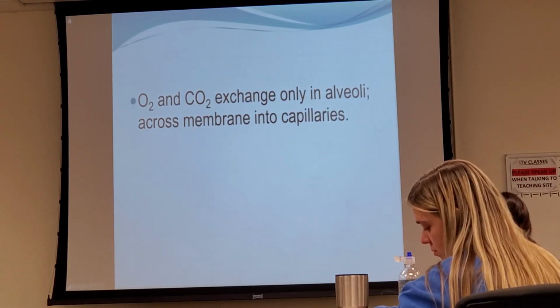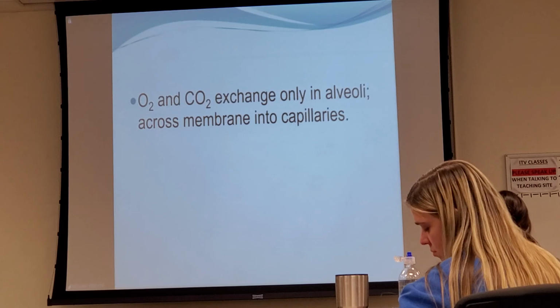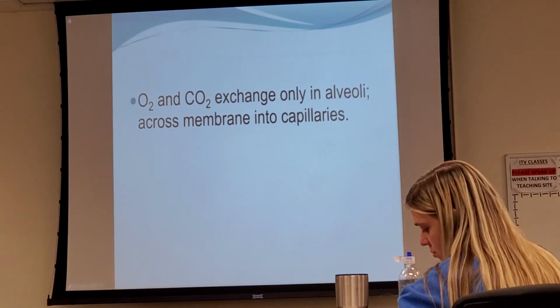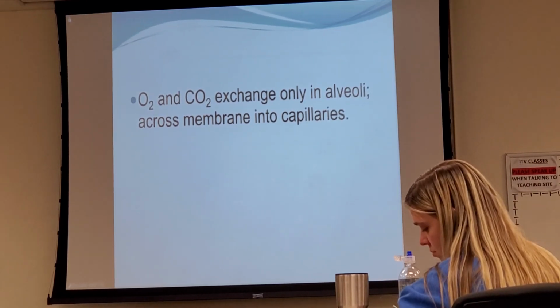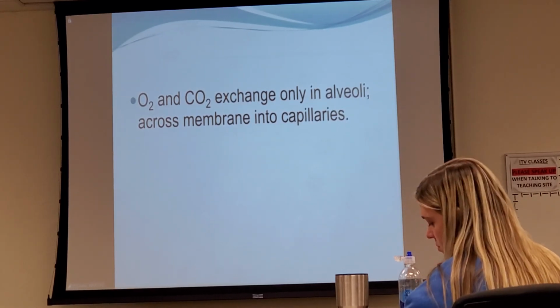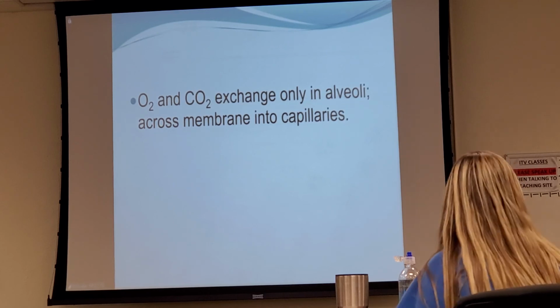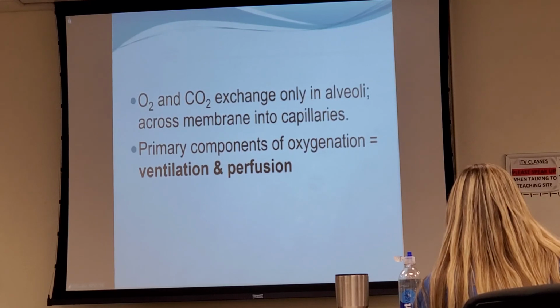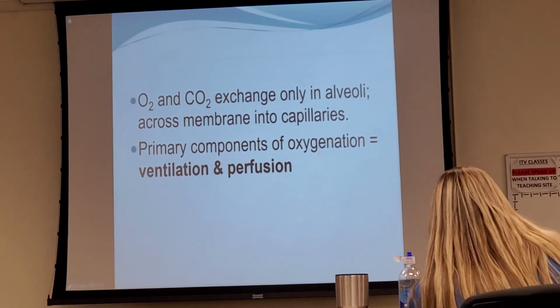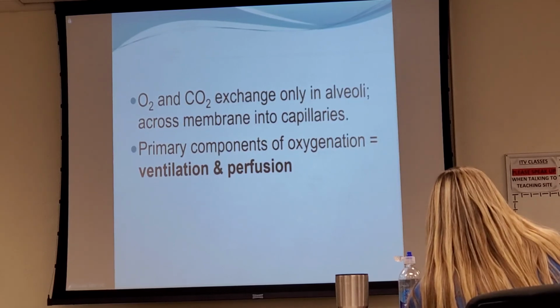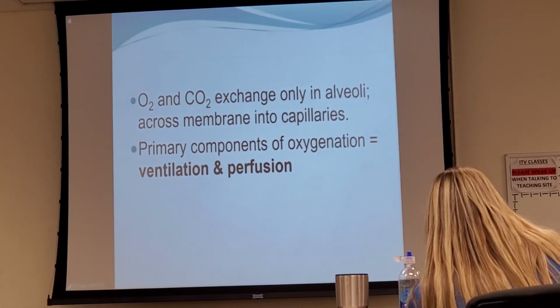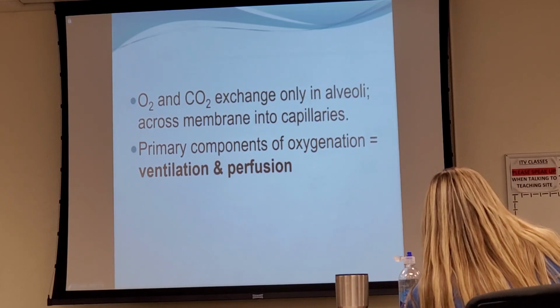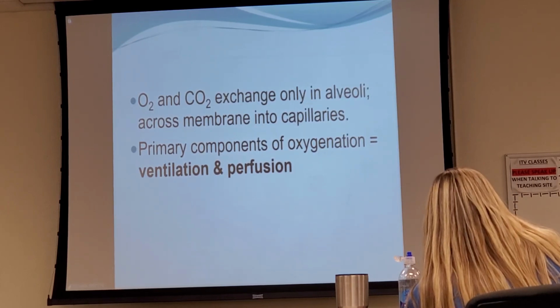Oxygen and carbon dioxide make their switch in only one part of the respiratory system, and that is in the alveoli themselves. And they must be able to cross the membrane that separates the alveoli from the capillaries. We call that the alveolar capillary membrane. And remember we said in the fall that there are two components of cellular oxygenation. You have to have a working ventilation system, which is our respiratory system, and you have to have a functional perfusion process, and that is our cardiac system.